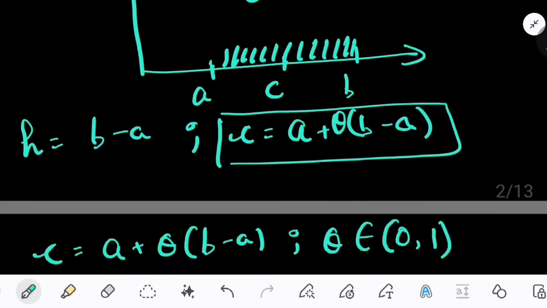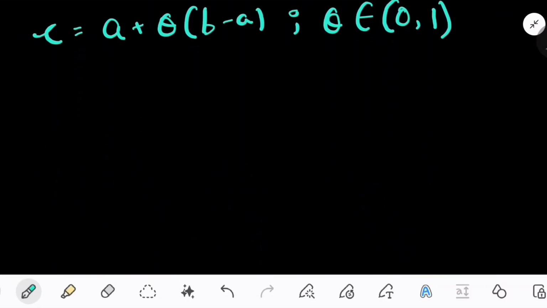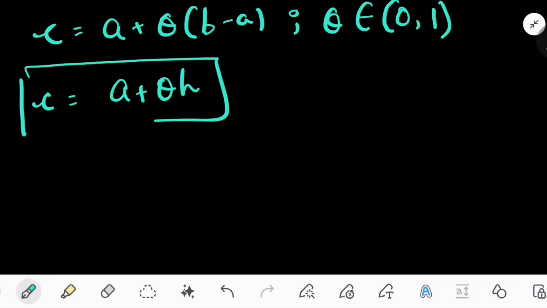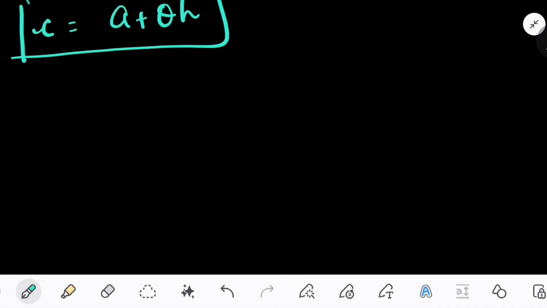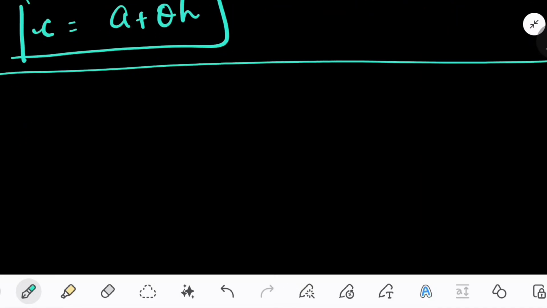Excluding A and B, right? Okay, so you can write C is equal to A plus theta H, right? This is just a way to represent things, nothing more. Okay, it makes the calculation easy. Now let's move to LMVT.